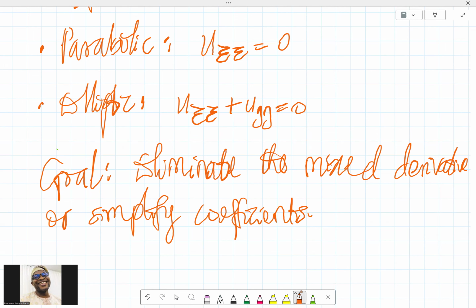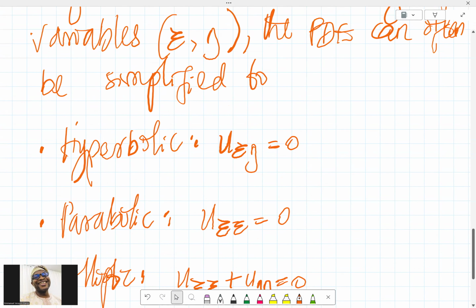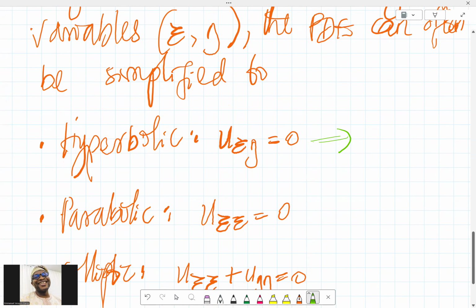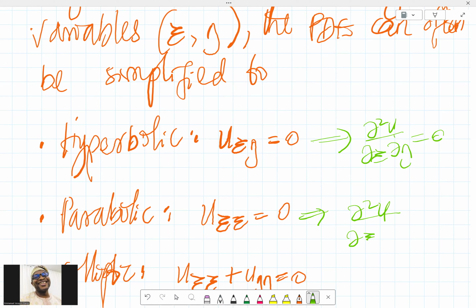Of course, from everything we've been doing, what this simply means is that for the hyperbolic case, we now have the partial squared u over partial psi partial eta equals 0. And this means that the partial squared u, partial psi, partial eta equals 0.